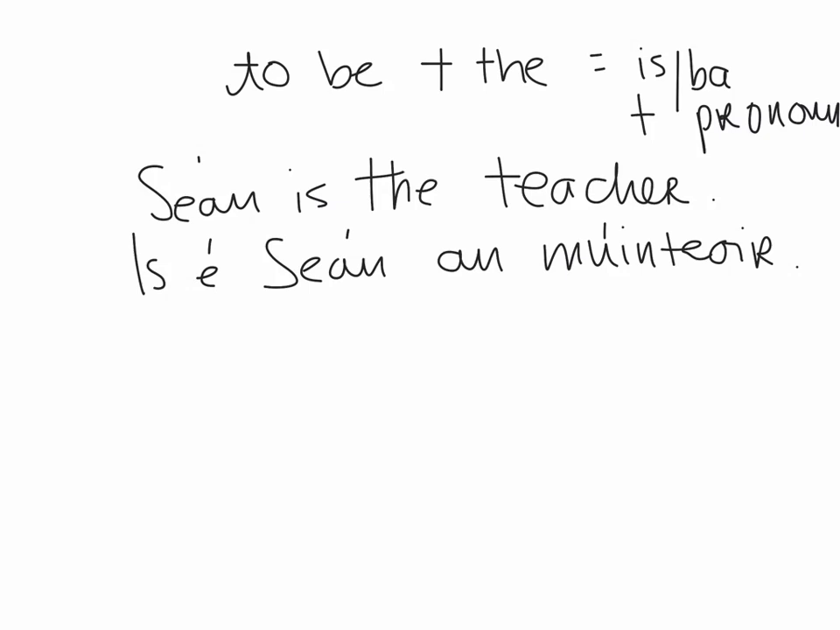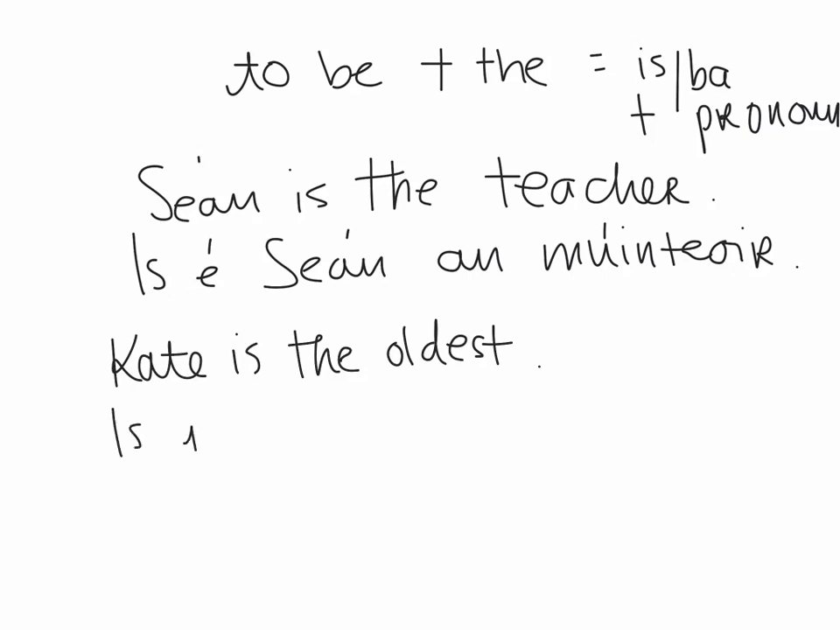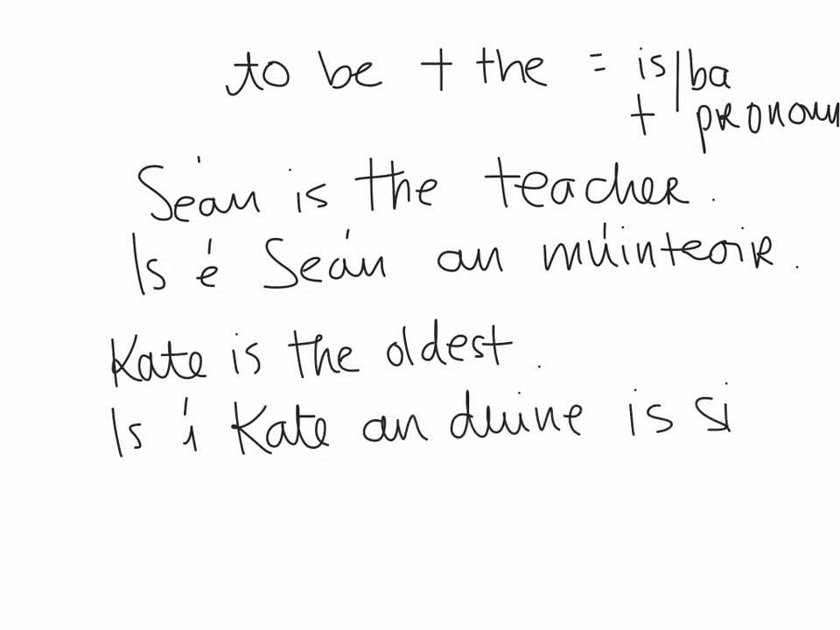One you all know, say Kate is the oldest. We'll just say Kate is the oldest. I was going to say in the family, but that's fine. Kate is the oldest. So you all know the answer to this. Is she Kate? Undina is Shina. So you knew the answer to that probably, but maybe you didn't understand why you used is she. So let's look at it now.